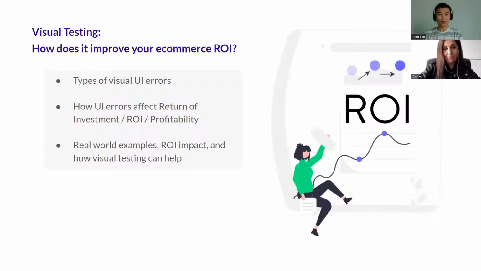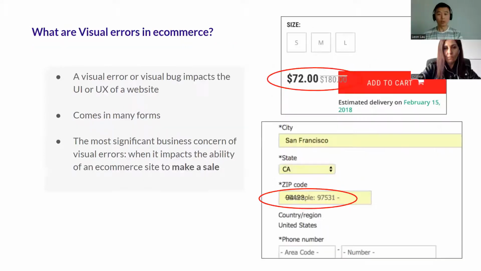Yes, for sure. We'll look at the types of visual errors that can occur and how they impact ROI, the sales, and the profitability of any type of online business. And we will also see how visual testing can help these businesses. So we'll look at, first of all, what are visual errors in e-commerce? It is basically any error that impacts the appearance of a website. So this could be the UI of a web page or the user experience of a site.